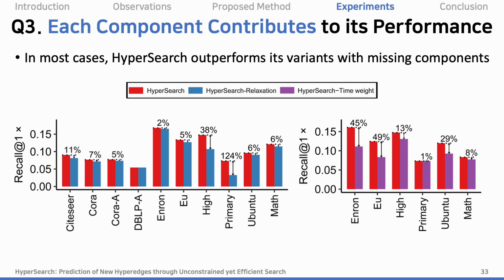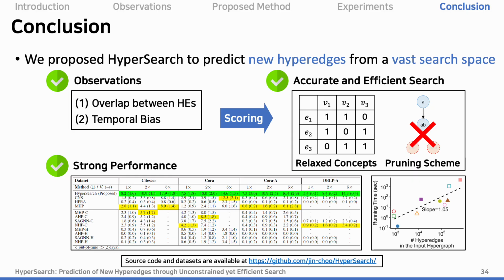Finally, we analyzed the ablation study of HyperSearch. We compared HyperSearch with each variant where each component, relaxation and time weight, was removed. Across all datasets, HyperSearch achieves better or at least equal performance, confirming that both components play an important role in improving accuracy. To wrap up, this work tackles hyperedge prediction in a vast search space.